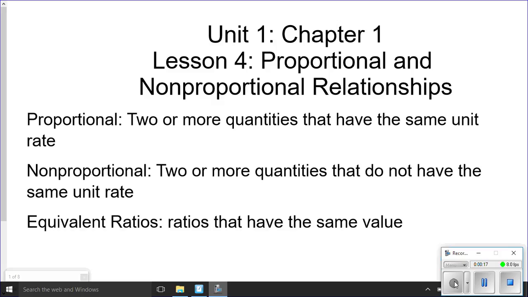Before we start, a proportional relationship is when two or more quantities will have the same unit rate. A non-proportional relationship is when two or more quantities will not have the same unit rate. And then your equivalent ratios are ratios that have the same values, meaning they are equal to each other when they're simplified.